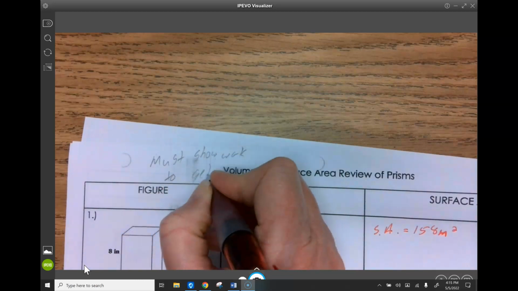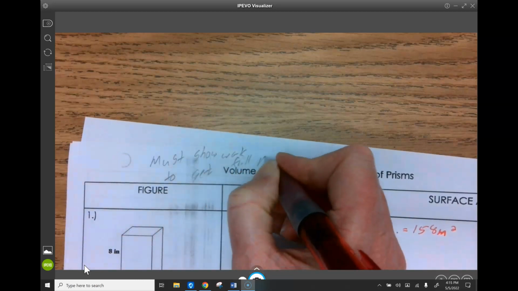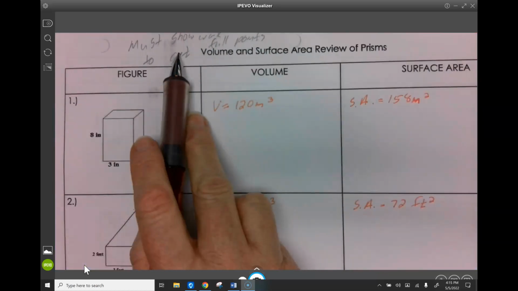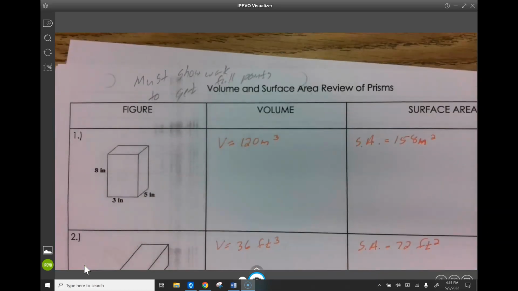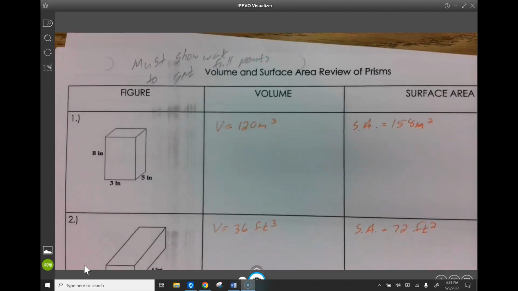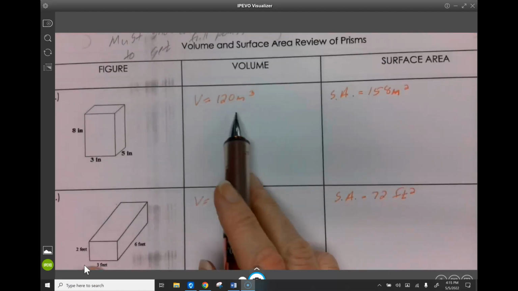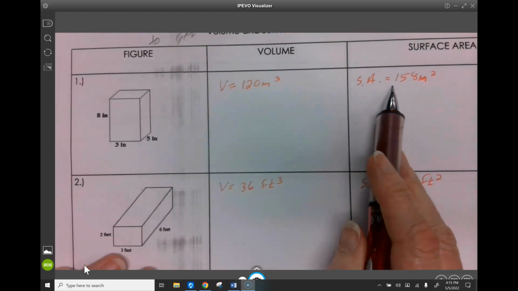To get full points. Okay? And all I'm going to do is show you the answer. So I said it, I wrote it. I want you to hear me very clearly. In order to get points for these assignments that you're working on right here, you have to show the work on how to get it. So these are the answers I'm going to show you.